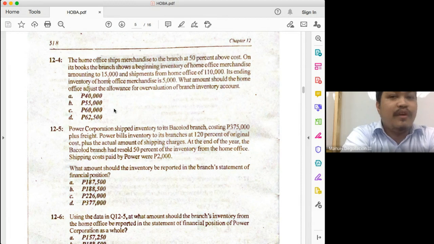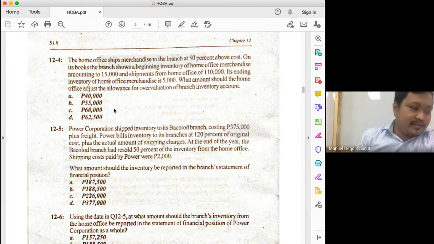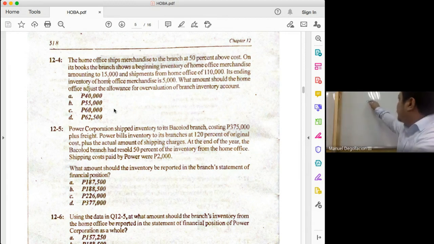And if you are solving for the markup, what do you do? Multiply that by 50% or simply deduct that from 110,000. So that means the markup is how much? 36,667.